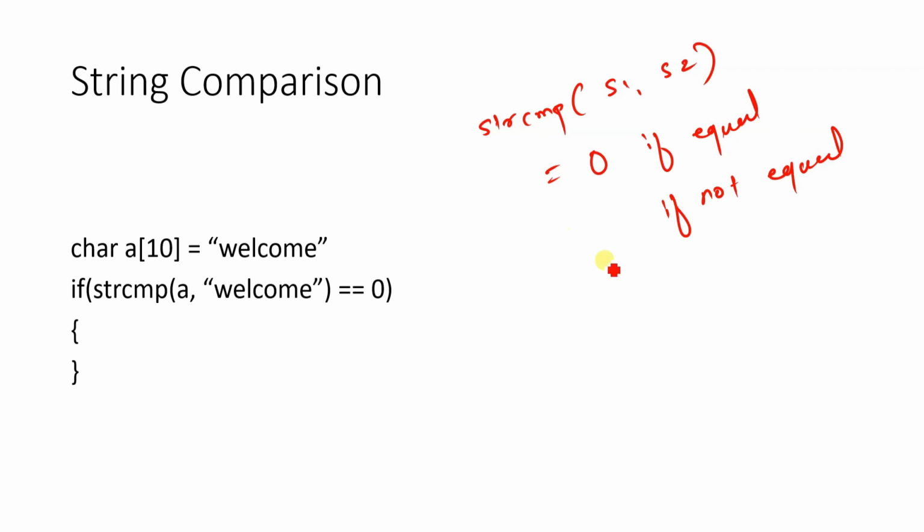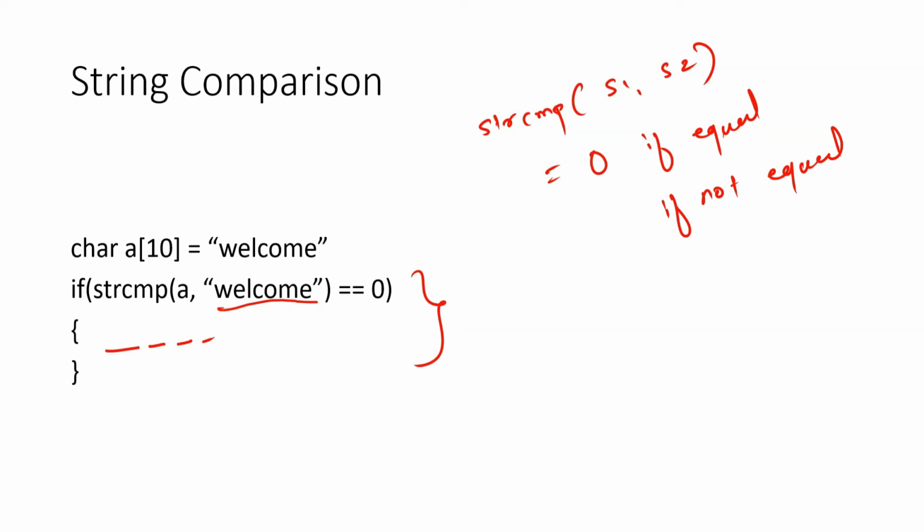Now, because of that, the syntax goes like this. If strcmp, a comma, your desired text which you are trying to check, is equal to 0, it means the string is correct or the string is welcome, and then you execute something.